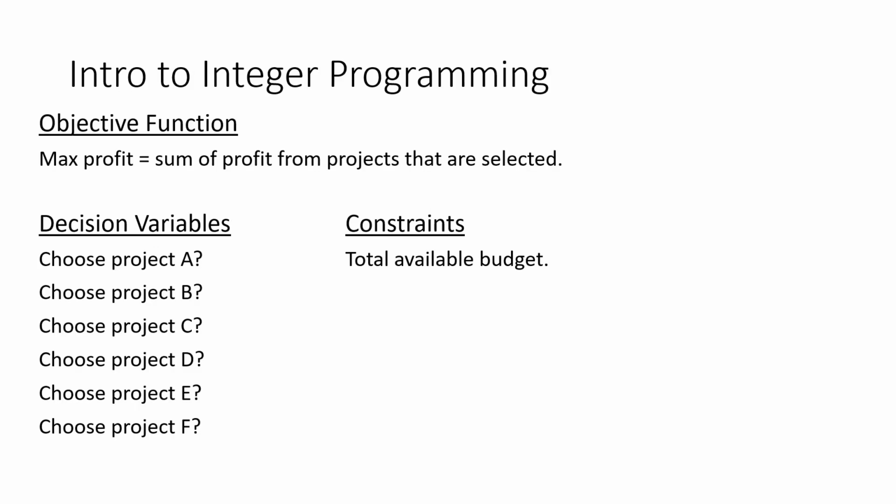As an example, our objective function here can be to maximize a profit, where the profit is based on the sum of all of the profits from the projects that are selected. Our decision variables are a series of projects, and the question is whether or not each or any of these projects will be funded. Our constraint in this hypothetical scenario is a total available budget to fund the projects.